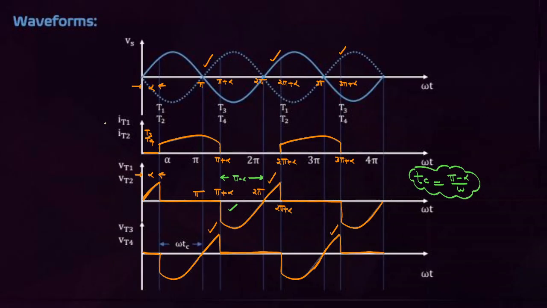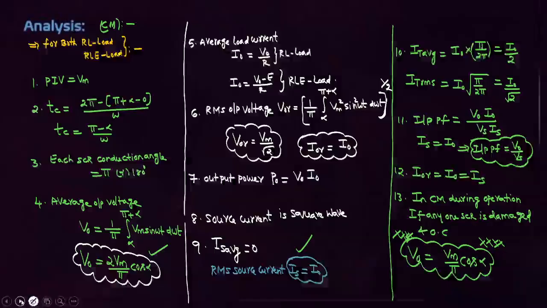And here I have given each thyristor current waveform, and the voltage across the thyristor waveforms also I have given. Mainly the source current waveform is very important. And then finally you have to concentrate on the analysis. Waveforms we don't expect. Maximum we can expect on the analysis points.